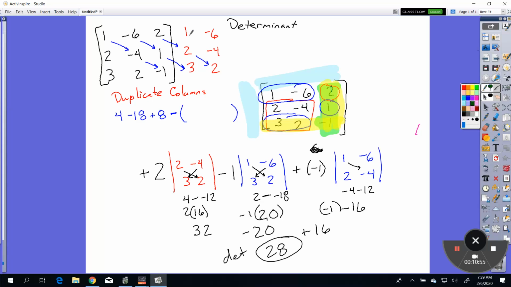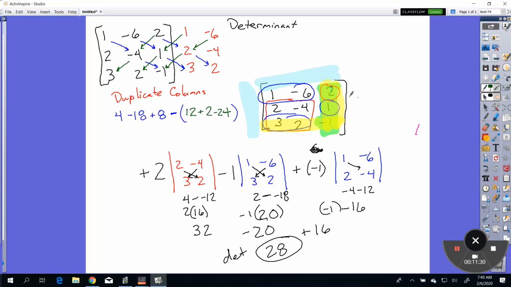So now I just start in the corner. Negative 6 times 2 is negative 12 times negative 1. So there's my positive 12. And then 1 times 1 is 1 times 2. So I just could put a plus 2 in there. And then we do the last one. 2 times negative 4 times 3. So negative 24. So now I just combine the ones in the blue and the ones in green.